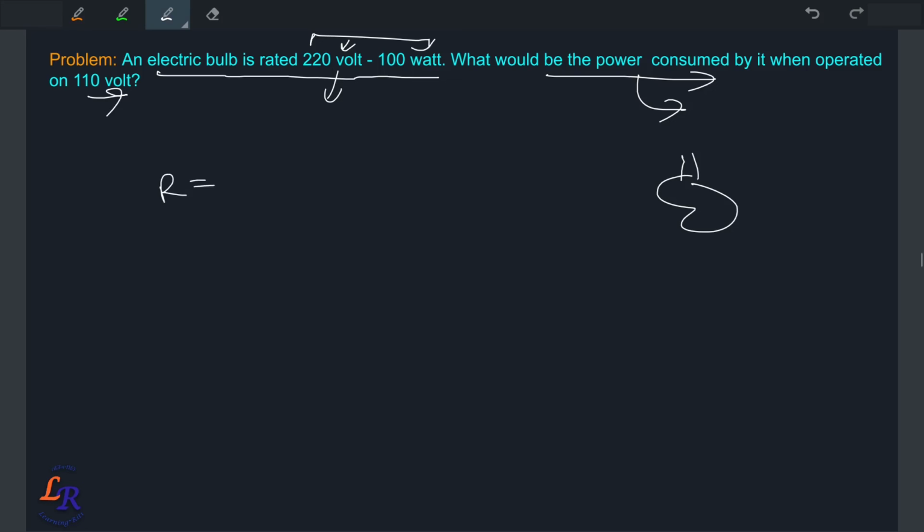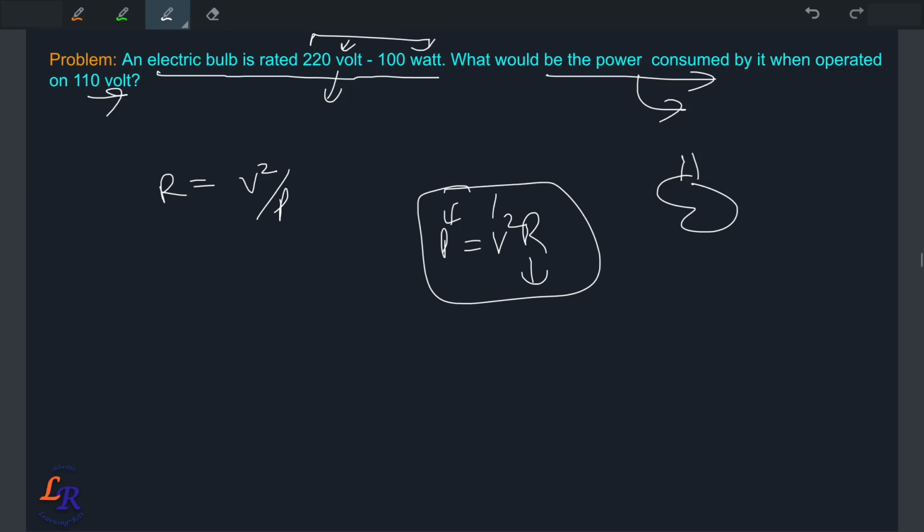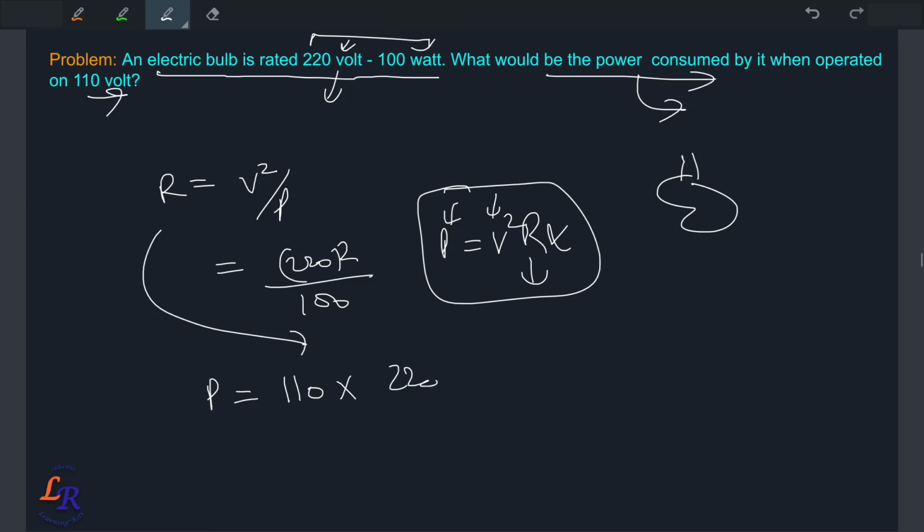So what would be the resistance? You can use R equals V square upon P, because we are given power and voltage, and then we can get the resistance from this, and that would be 220 square upon 100. Now we want to calculate what the power would be at 110 volts. So now we are given 110 volt, and we need to find out the power, and here we know the resistance from here, so you put this here.